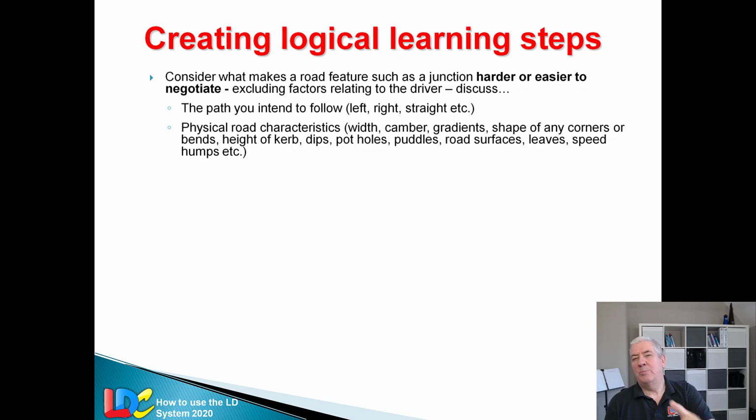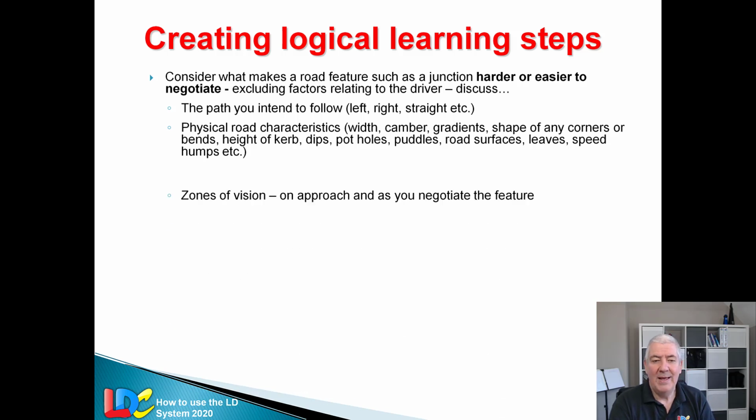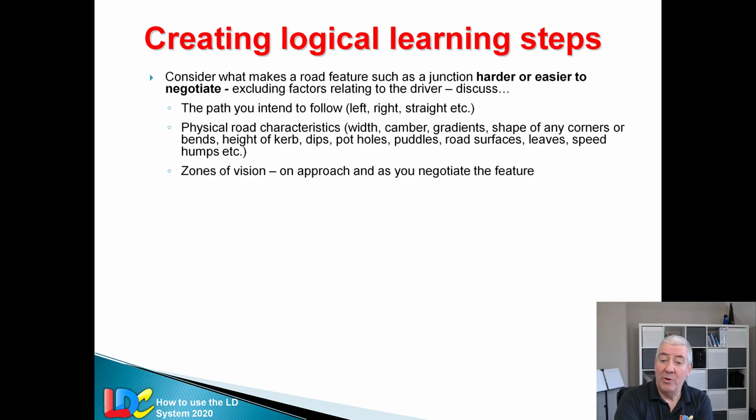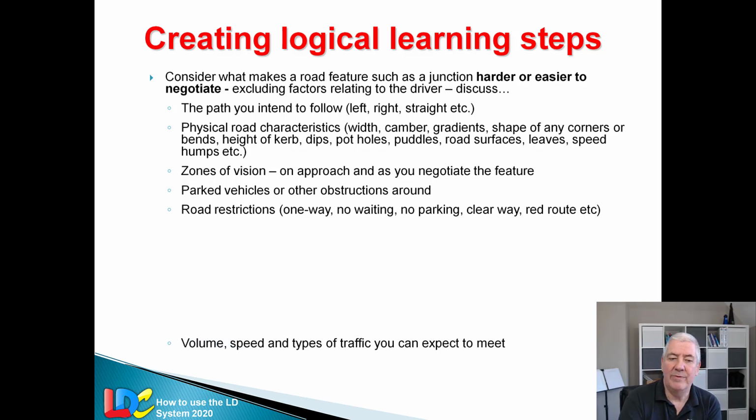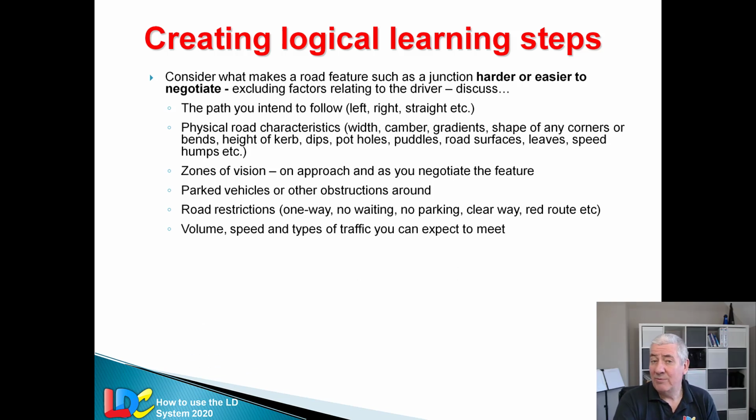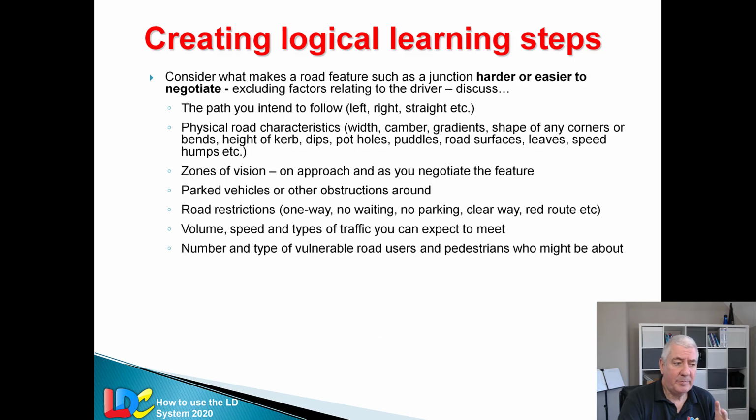Are there any dips, potholes, puddles? What's the road surface like? Are there leaves on it, speed humps, that sort of stuff? In the early stages, we want very basic roads. We don't want things that are going to overcomplicate things. What's your zone of vision like on approach and as you negotiate the feature? Any parked vehicles or other obstructions around? Road restrictions: one way, no waiting, no parking, clearways, red routes, that sort of stuff. The volume, speed and types of traffic you can expect to meet.